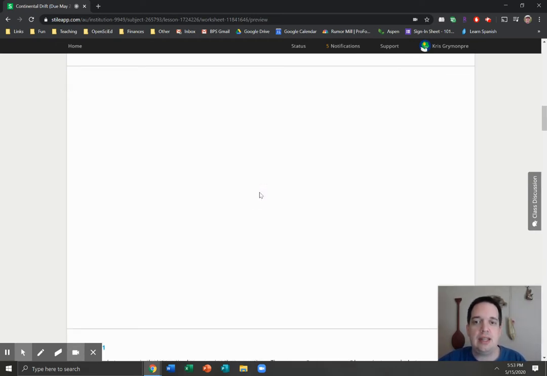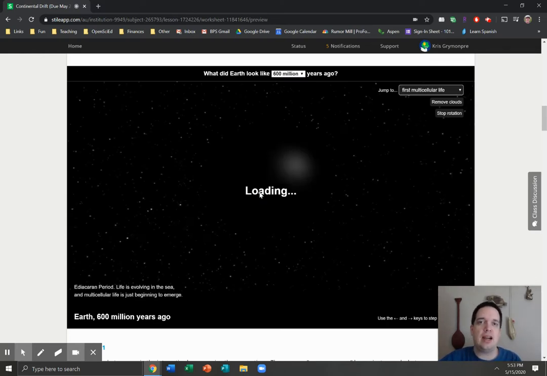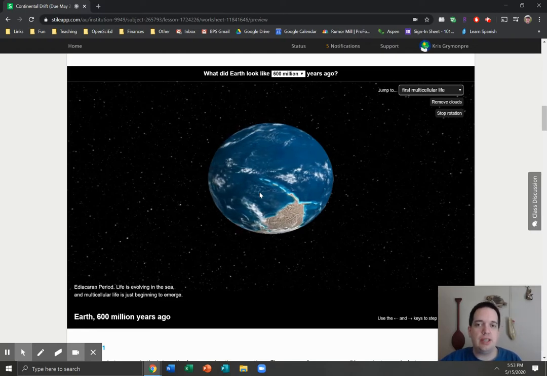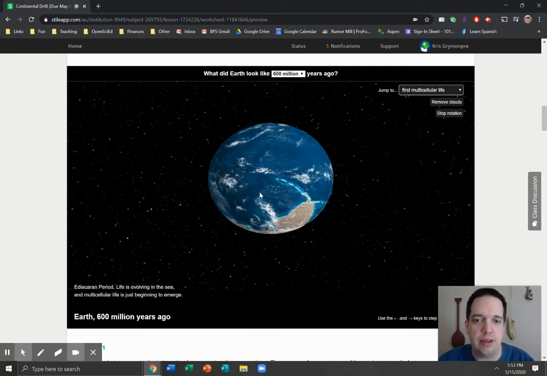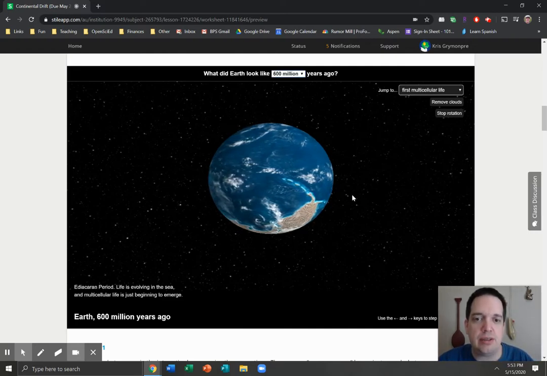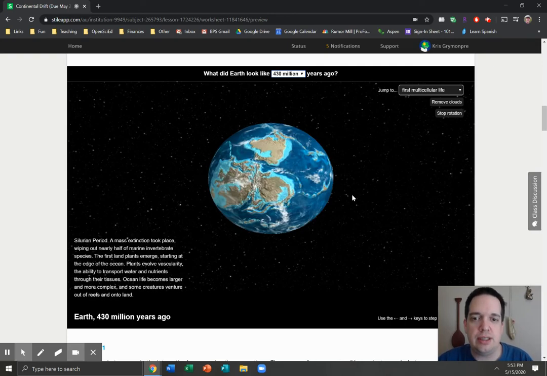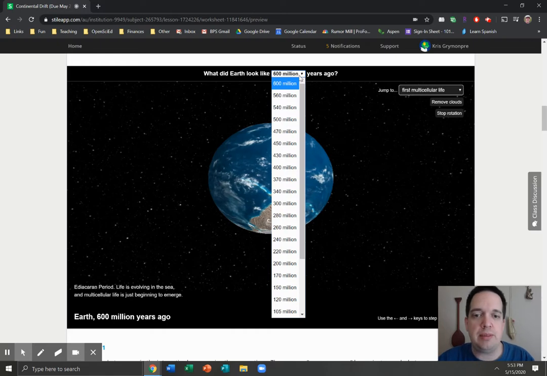All right, I'm going to click to start on it, and we're going to see the way that scientists think the continents on Earth looked all throughout history. There's a few ways we can move through this. I can press on my keyboard the left and right arrows, and it will take us through time, and you'll see that the surface of the Earth changes. Another way I can take us through time is by clicking this drop-down box here.